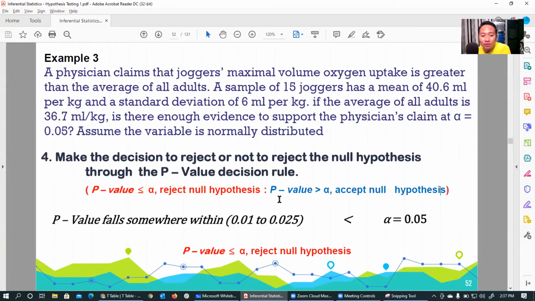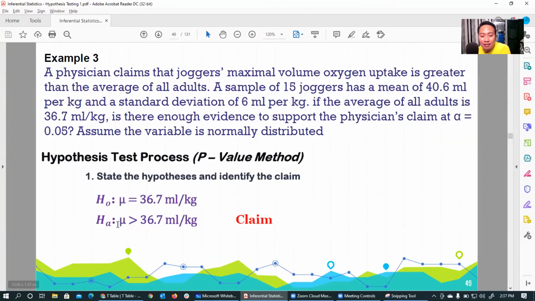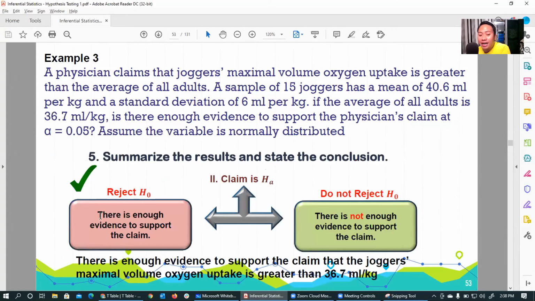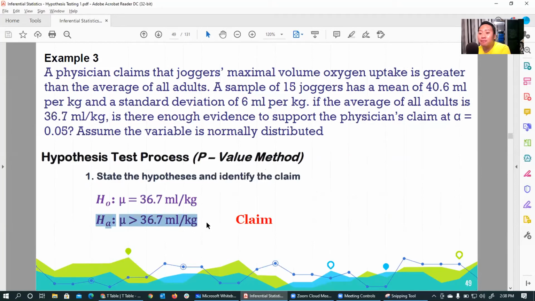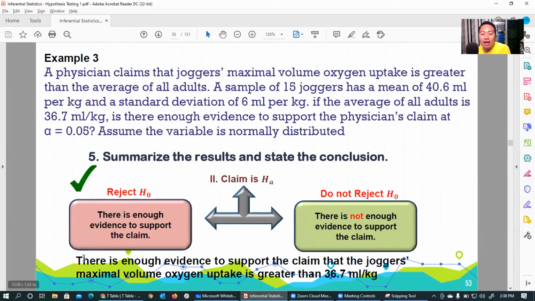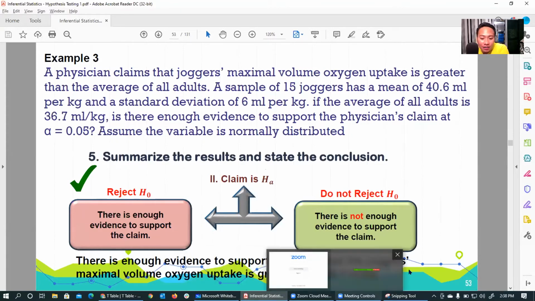Let's go back to the first example, or the first statement here. We are rejecting the null hypothesis. This means there is enough evidence to support the claim, which is that the mean of the oxygen uptake is greater than 36.7 ml per kilogram. So here, there is enough evidence to support the claim that the jogger's maximum volume oxygen uptake is greater than 36.7.